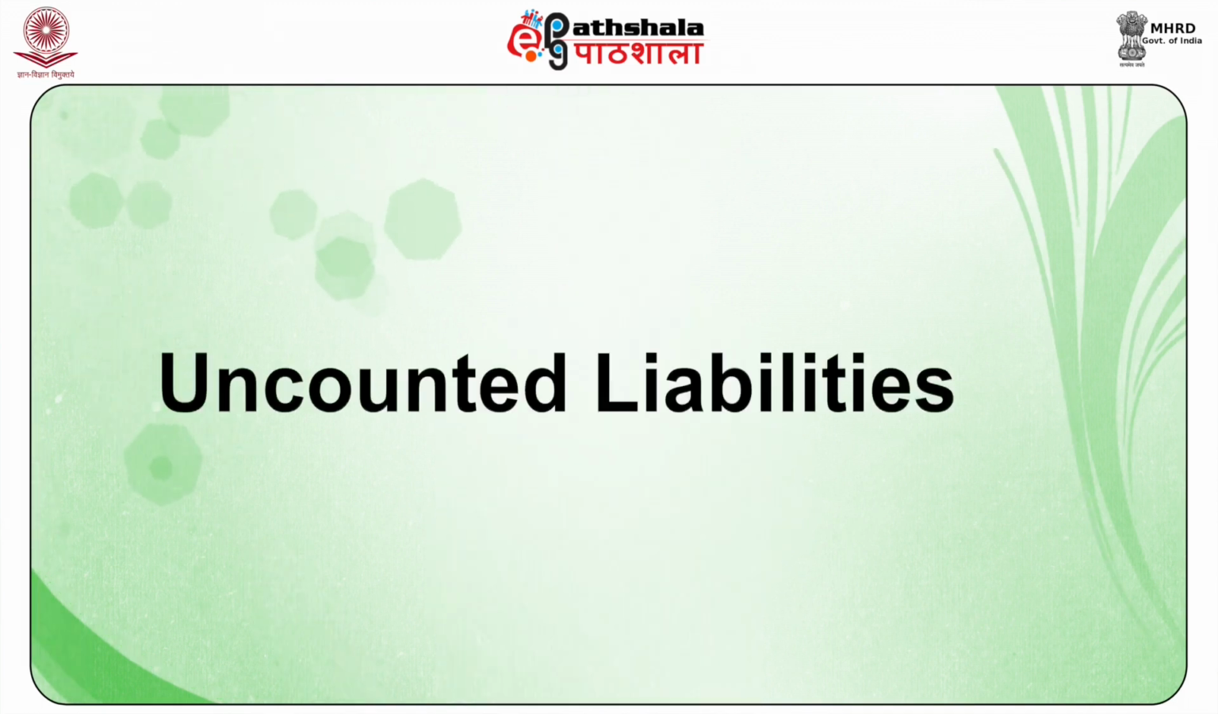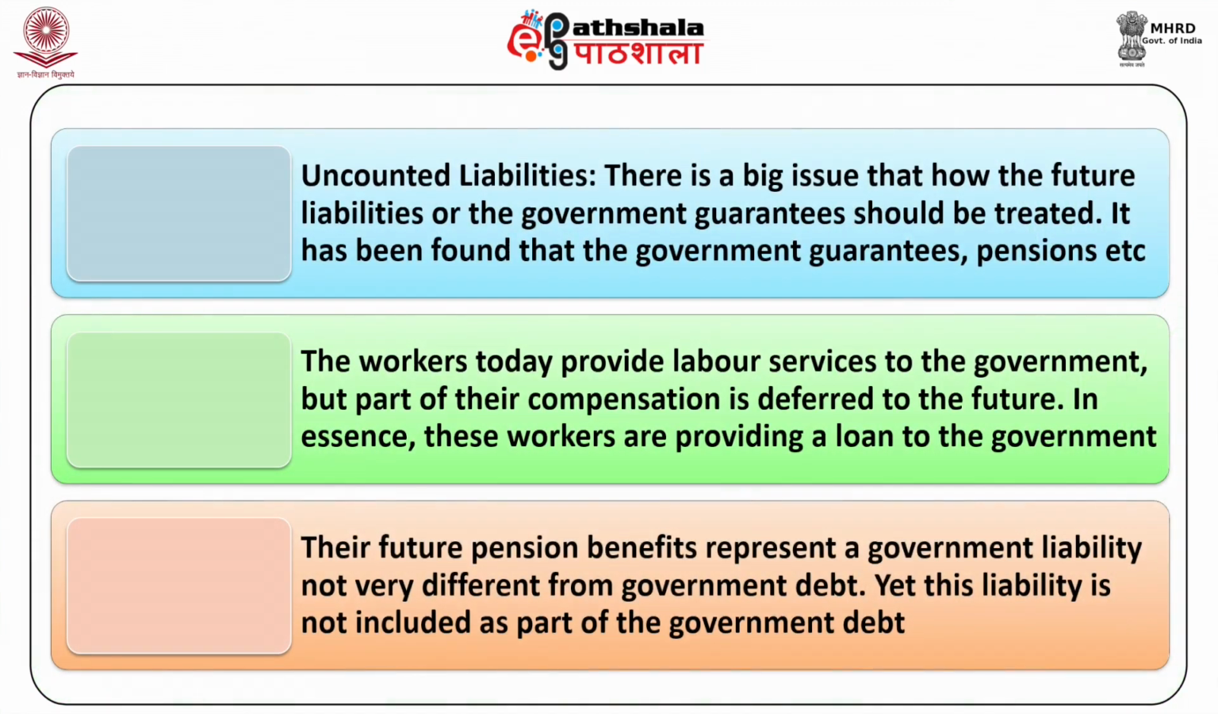Uncounted liabilities. There is a big question of how the future liabilities or the government guarantees should be treated. It has been found that the government guarantees, pensions, etc. pose a huge burden to the government in future. Pensions are as much a government obligation as a formal debt contract. The workers today provide labor services to the government, but part of their compensation is deferred to the future. In essence, these workers are providing a loan to the government. Their future pension benefits represent a government liability not very much different from the government debt. Yet this liability is not included as part of the government debt.